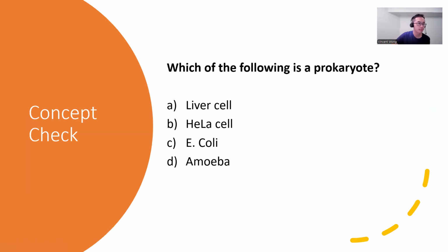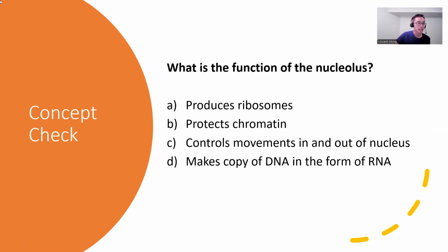Okay, which of the following is a prokaryote? What do you think? E. coli. Yeah. I was going to launch the poll, but that's okay. You already said it. It is the E. coli. That is a prokaryote. That is a bacteria, right? Everything else here is a eukaryotic cell. Okay, let's try this one.